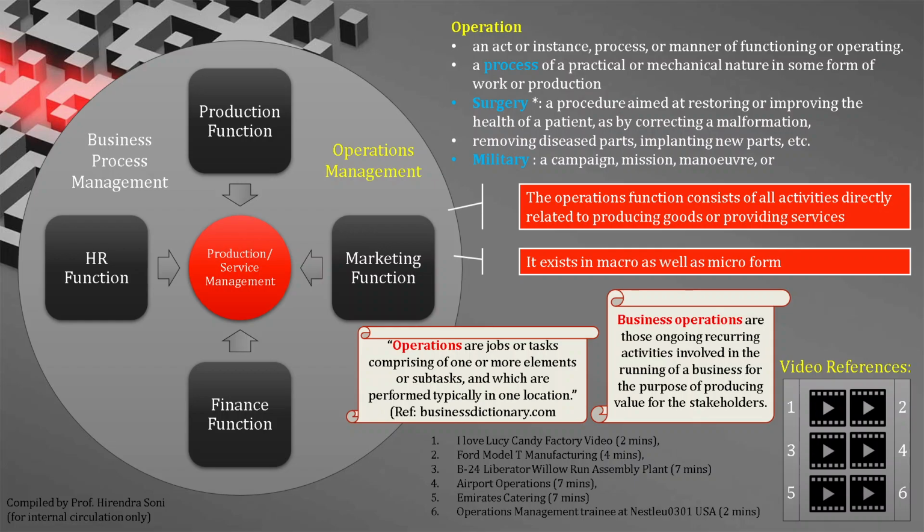achievement of the objective. The third definition talks about a process of a practical or mechanical nature in some form of work or production. So operation can also be looked at as a type of work which is being conducted. There are multiple ways how a specific work can be done, but what operations actually looks at is what is the best way to do it. When we talk about the best way, it means the best way to achieve the objective.